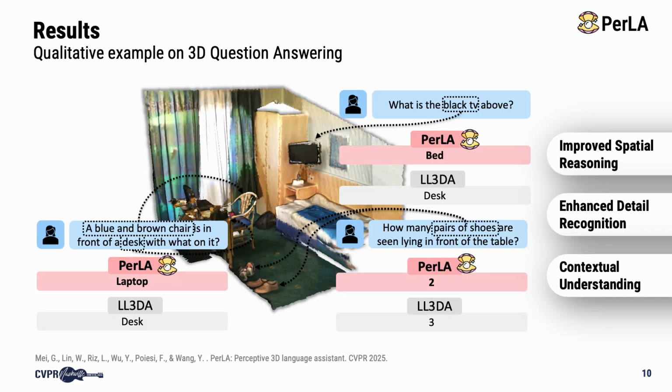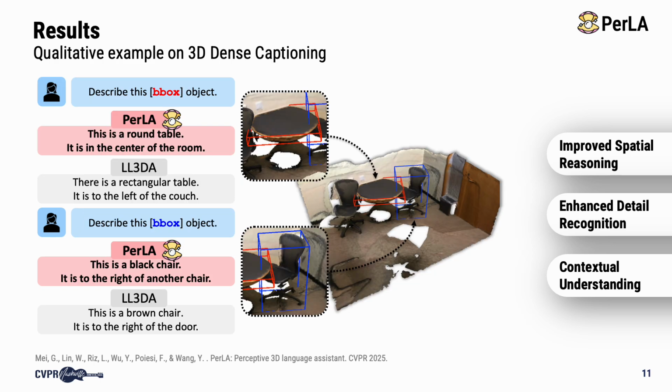Let's now look at a few qualitative examples. In question answering, PerLA provides more precise and contextually accurate responses than LL3DA. It demonstrates better object grounding, improved spatial reasoning, and even corrects object counts that LL3DA gets wrong. For dense captioning, PerLA generates richer, more spatially aware descriptions. It can distinguish object types, orientations, and relations to nearby objects. Those details are often missed by baseline methods.